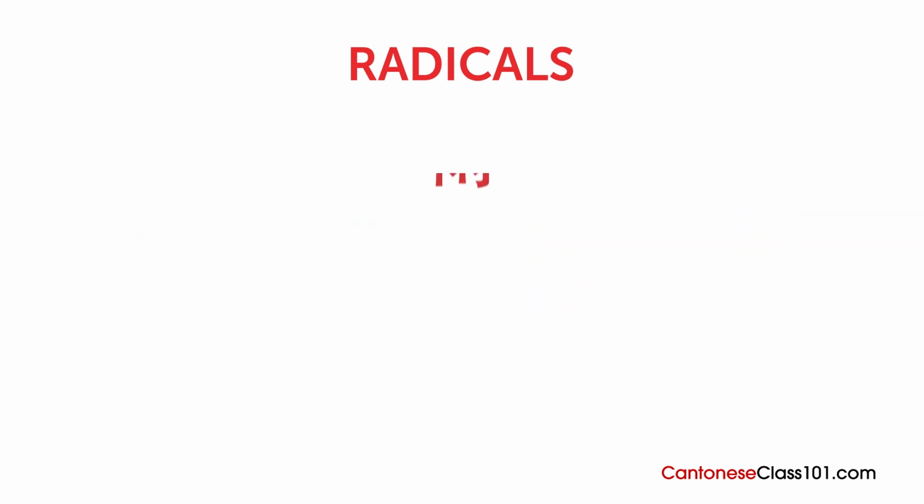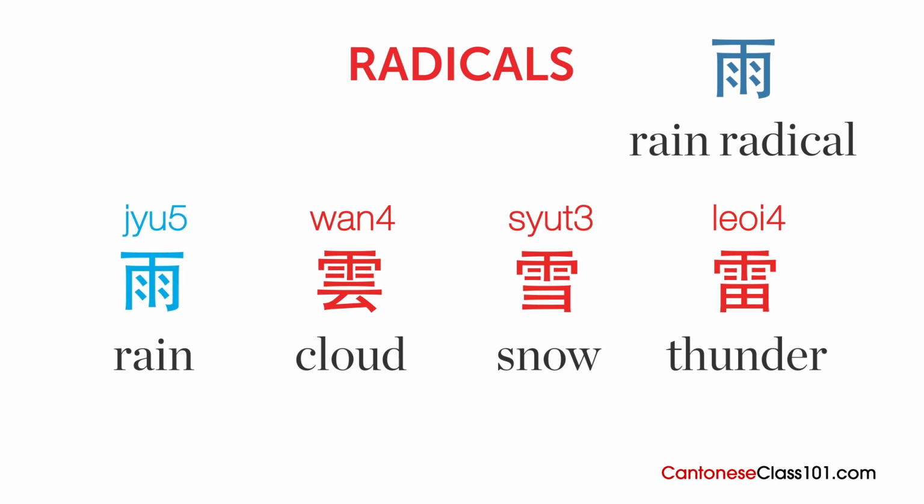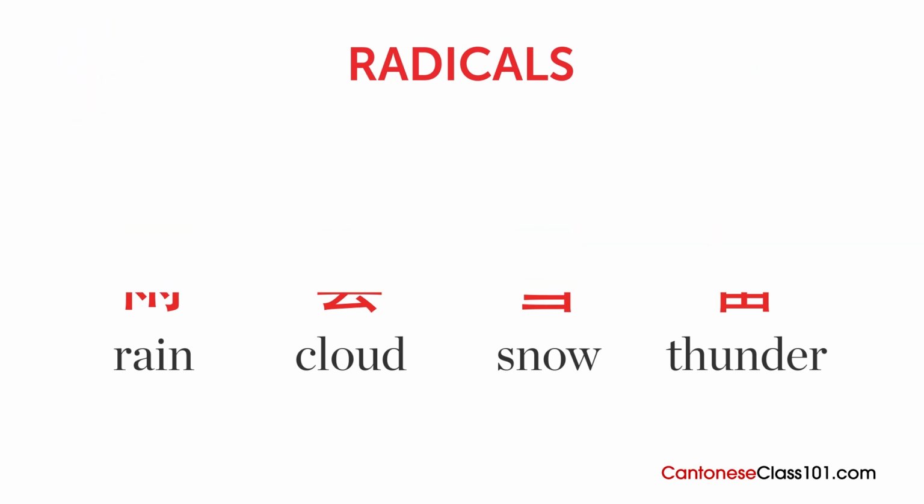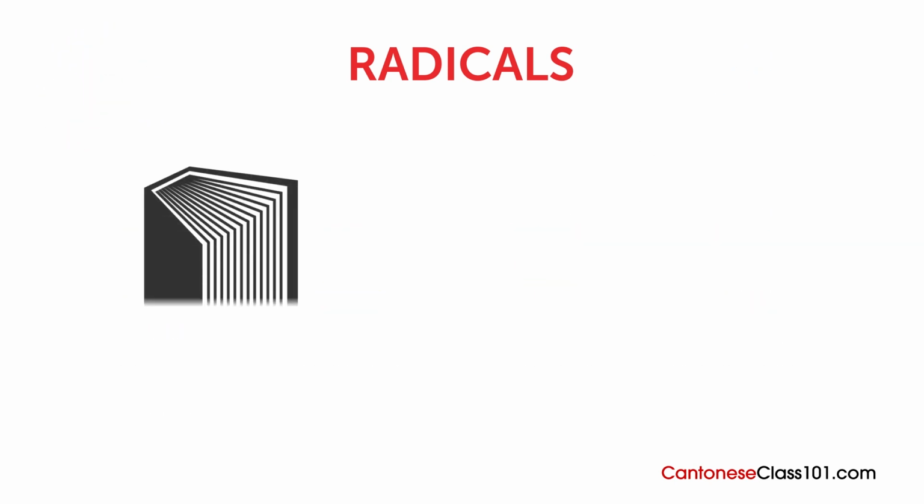Or the characters that have the rain radical are related to rain or other weather conditions and phenomena. Yes, 雨 rain, 雲 cloud, 雪 snow, and 雷 thunder. By learning the radicals, you can easily associate a character with its meaning, or group them with relevant terms. This can help you memorize Chinese characters faster and more efficiently. We also use radicals as the index for dictionaries.